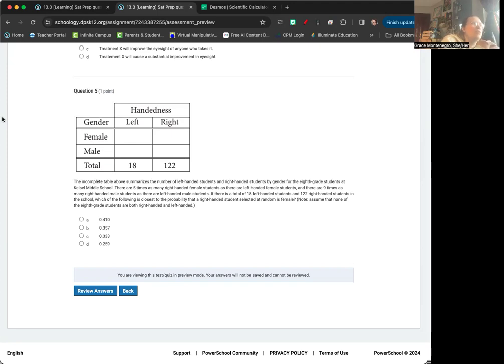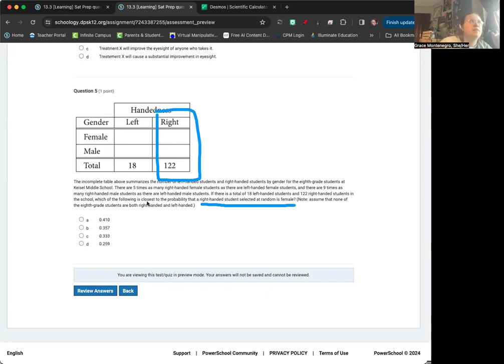We are going to grab a student at random, and we want to know the likelihood, this is at the end here, we're going to grab a right-handed student at random, and we want to know the likelihood that that student is female. So really, we just need to know out of these 122 students, how many are female and how many are male, because that's going to be the percentage that's the answer. Now, to do that, we have to go back and decode all of this.